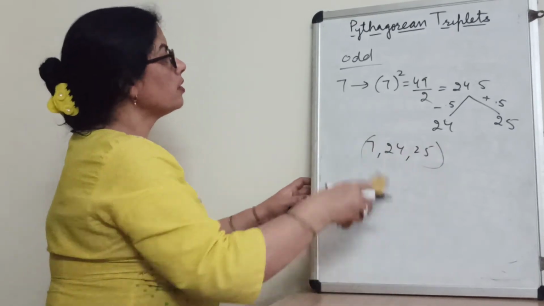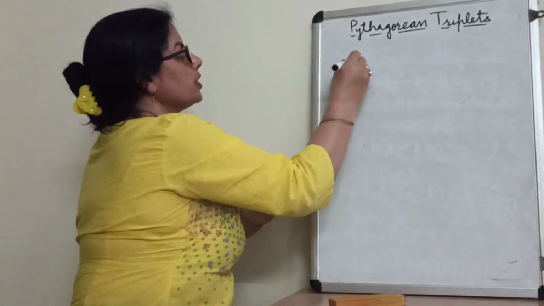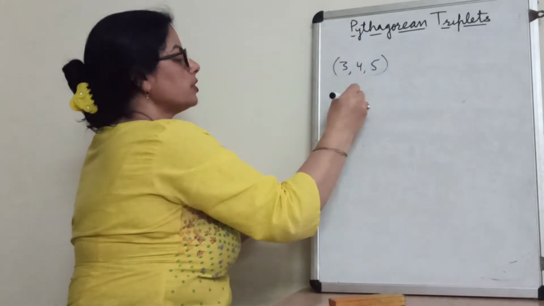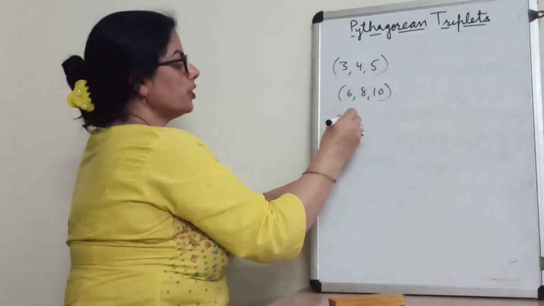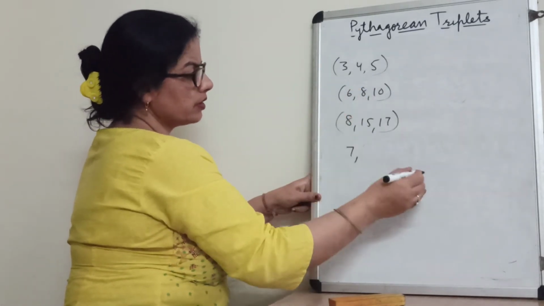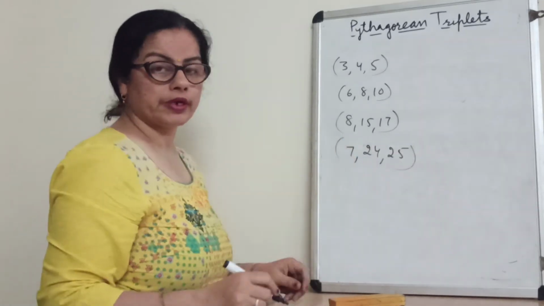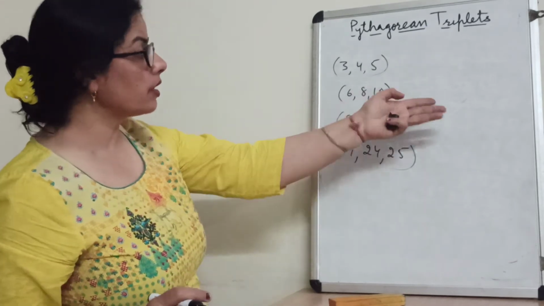Is it clear? Now which Pythagorean triplets have you studied up to now? One I told you: 3, 4, 5. One I told you: 6, 8, 10. One I told you: 8, 15, 17. One I told you: 7, 24, 25. These are Pythagorean triplets. From these we can find so many.